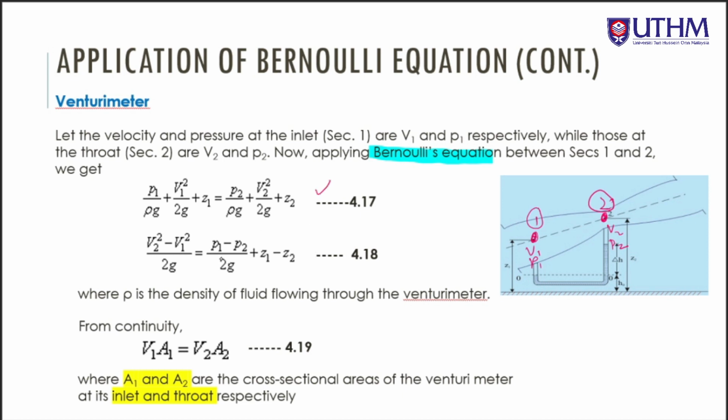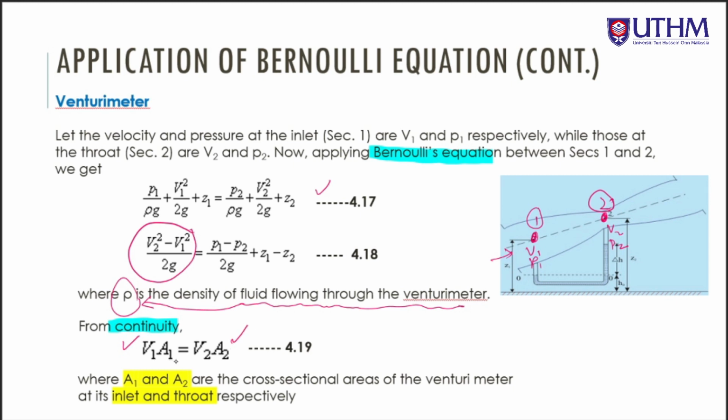So kita rearrange so that the velocity will be on the left hand side, where the density is actually the fluid flow through the venturimeter, fluid yang flow dekat sini. So this represents the density. Okay, and secondly kita juga kena apply the continuity. So based on continuity, volume flow rate on the upstream mesti sama dengan dekat downstream.